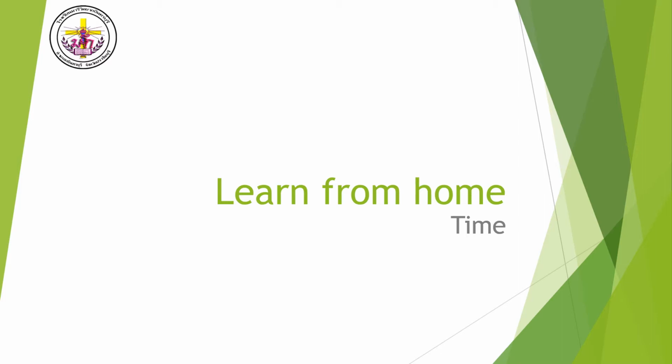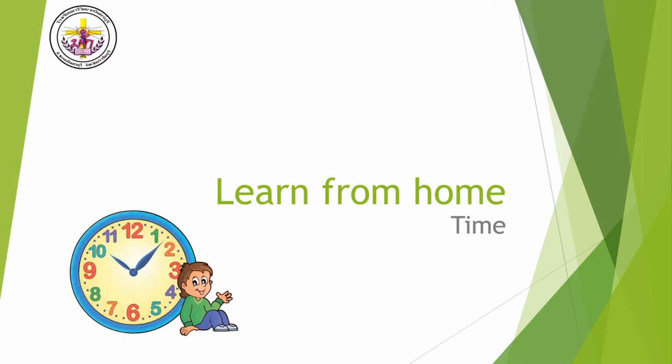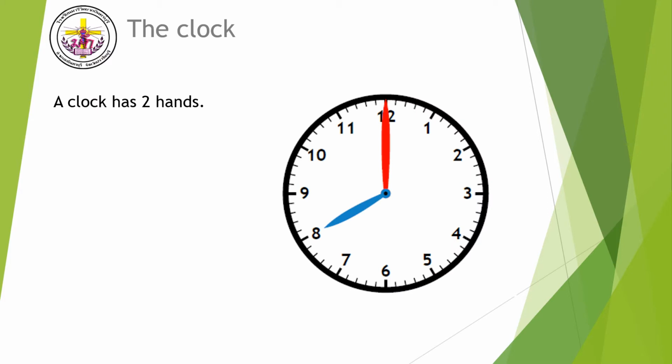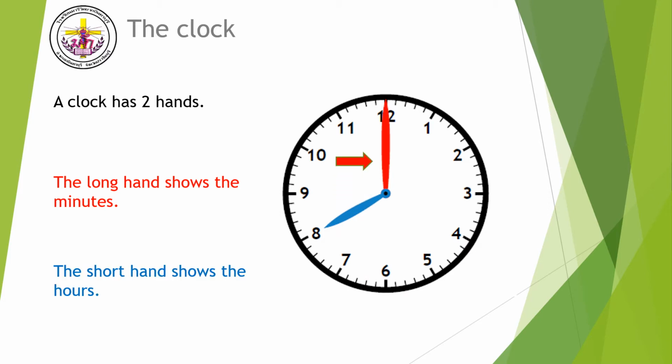Our topic today is the time. Let's start. Look at the picture. This is a clock. The clock has two hands. The long hand shows the minutes. You can see it in red color. The short hand shows the hours. You can find it in blue color.